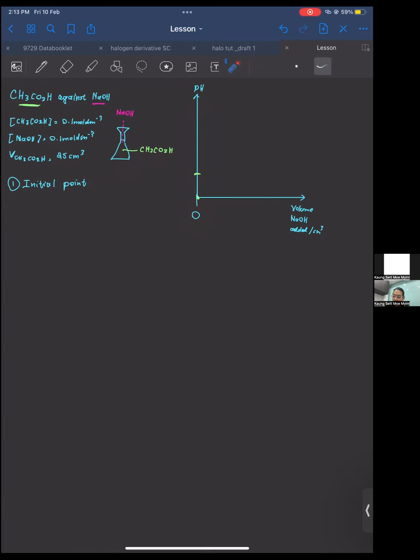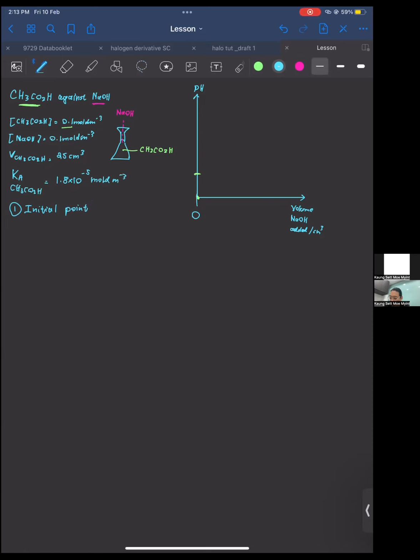That means all you need to do is calculate the pH of 0.1 moles per dm3 of ethanoic acid. Usually in a titration curve, the Ka is given. Either the Ka or the Kb is given. So let's write this down. The Ka of ethanoic acid is also given in the question. Okay, it is 1.8 times 10 to the power of minus 5. This is the Ka value.